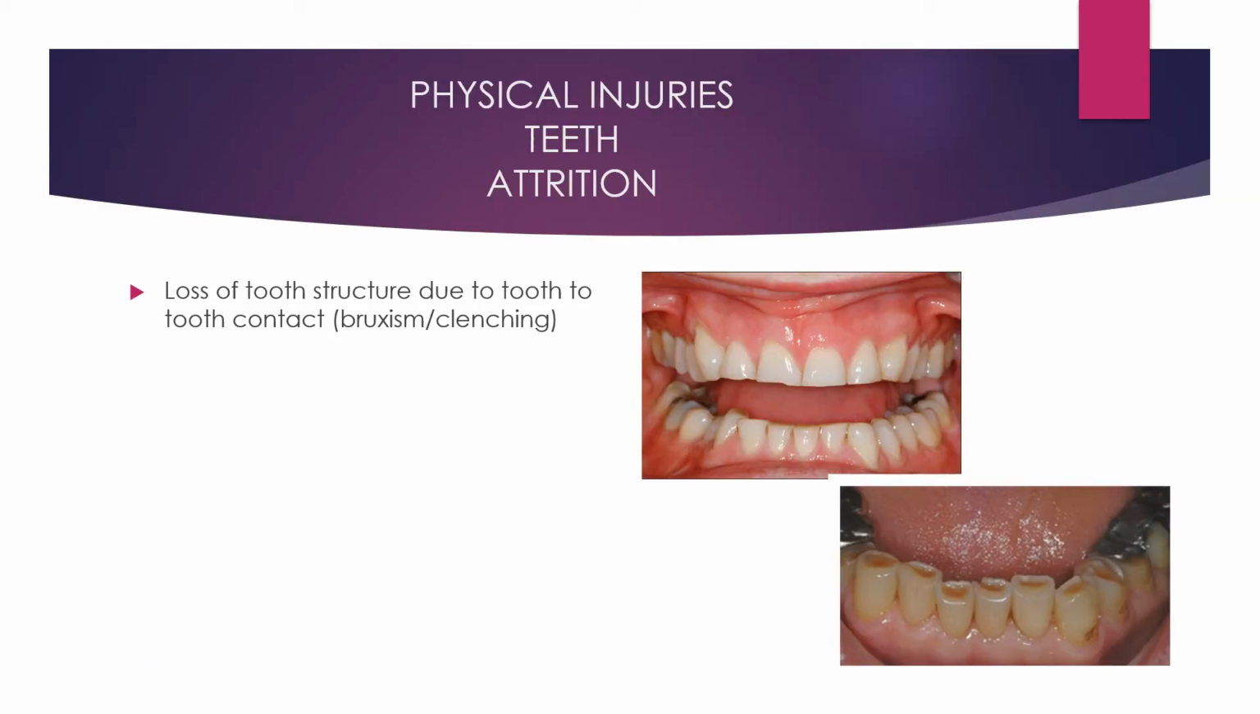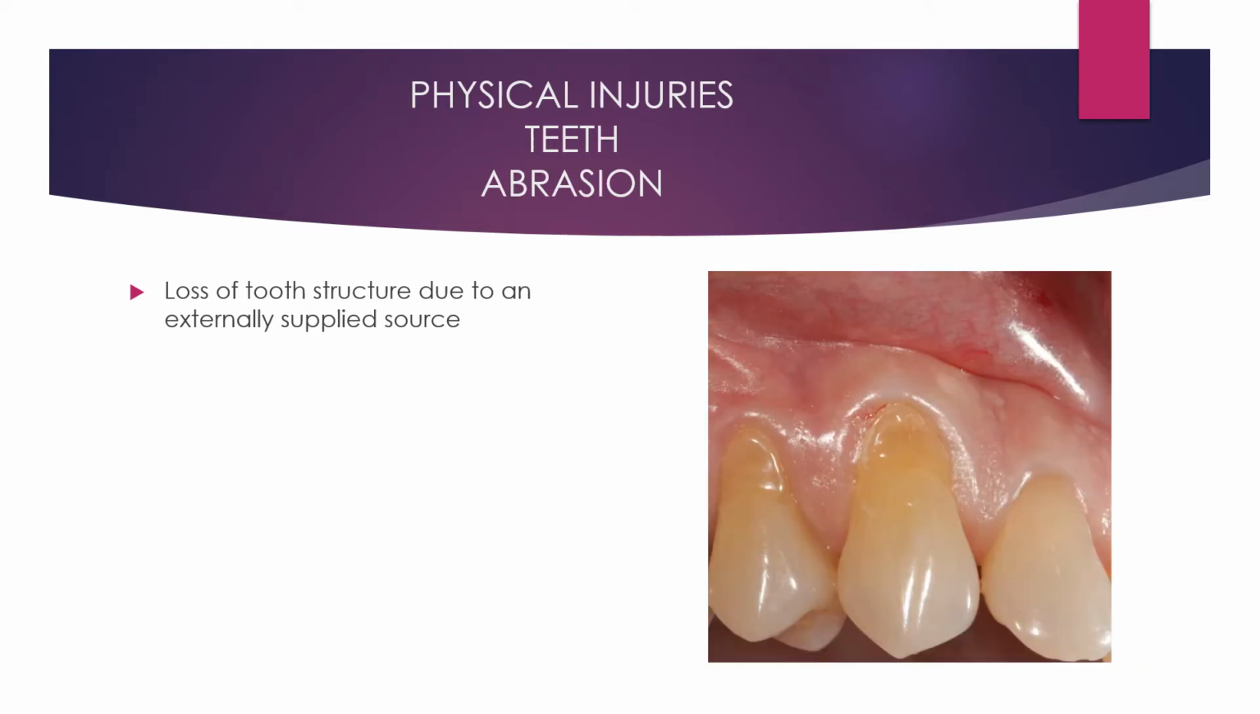Attrition is the loss of tooth structure due to tooth-to-tooth contact, in this case, bruxism and clenching. Bruxism and clenching are potentially highly destructive to teeth with side effects extending to the TMJ and related head and neck musculature. Tooth damage can be mitigated by fabrication of a night guard, since most bruxing and clenching episodes happen at night.